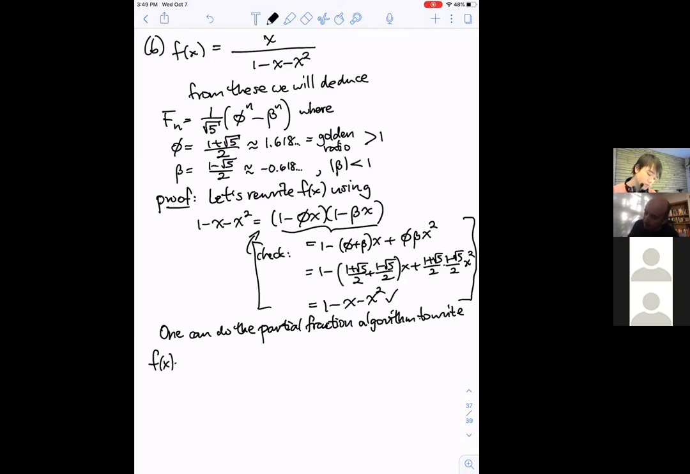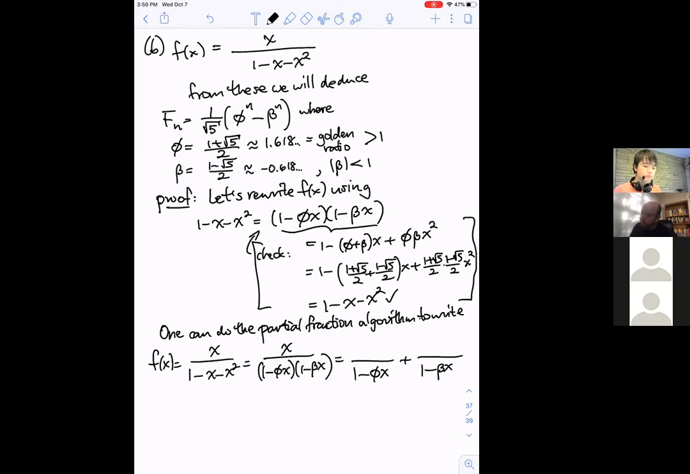All right, so our f of x was equal to x over 1 minus x minus x squared. Now we said that that denominator could be written as 1 minus golden ratio times x, 1 minus the other thing, not the golden ratio, but its buddy. And you can write this as a constant over 1 minus phi x plus a constant over 1 minus beta x. And I'm just going to tell you the answer. Those constants are 1 over square root of 5 and negative 1 over square root of 5.